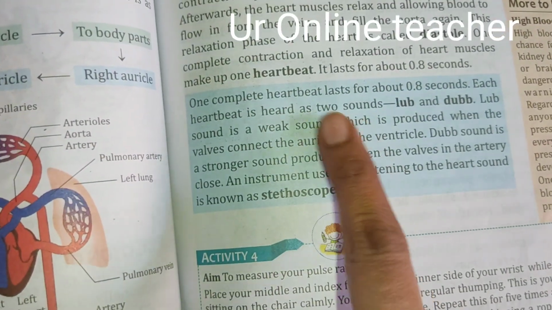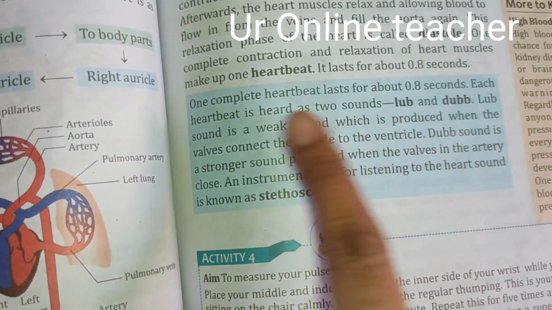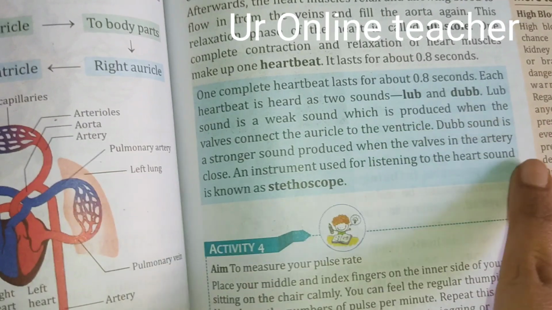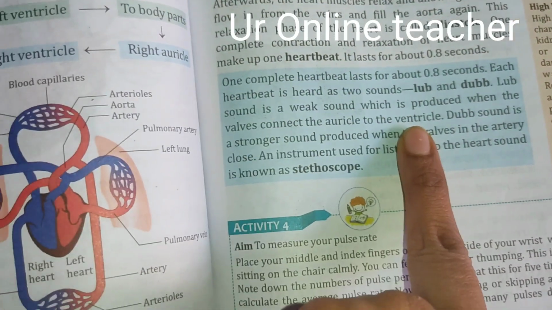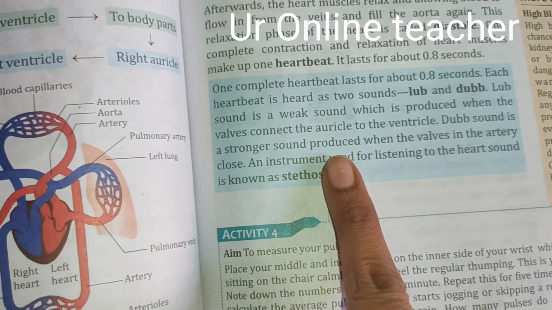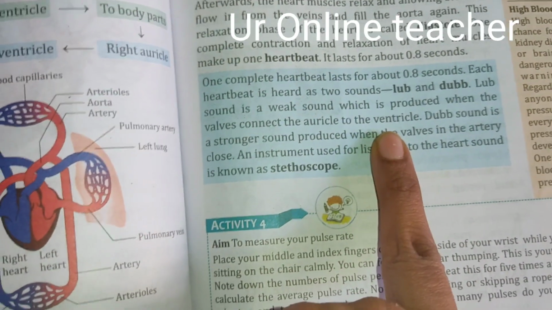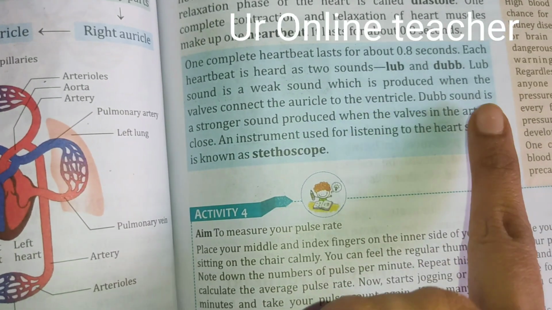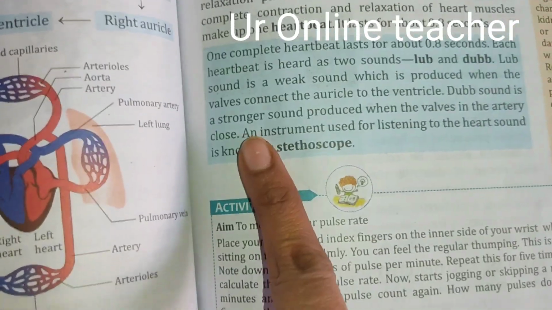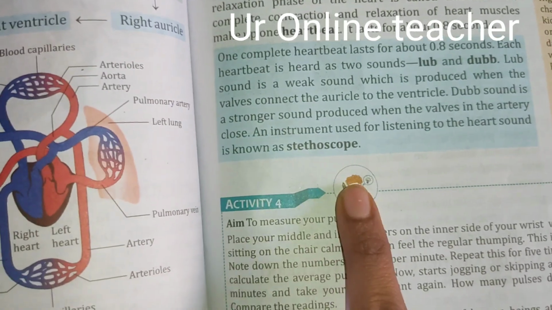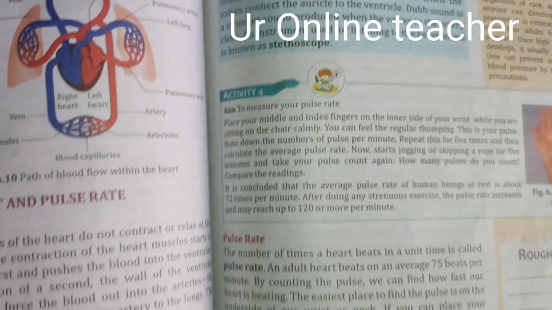Each heartbeat has two sounds, which we know as lub and dub. Lub is a weak sound which is produced when the valves connecting the auricle to the ventricle close. And dub is a strong sound produced when the valves in the arteries close. An instrument called a stethoscope is used to listen to these sounds.